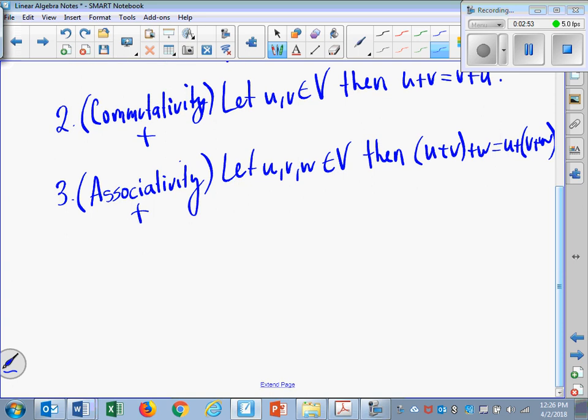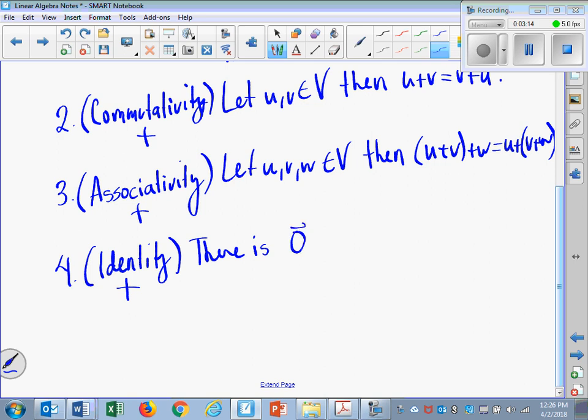The next property is called the additive identity. So we'll say identity, and put a plus sign below it. So what does it say? That means that there is a vector, we'll call it the zero vector, inside V, so that 0 plus u is equal to u plus 0, which is equal to u.